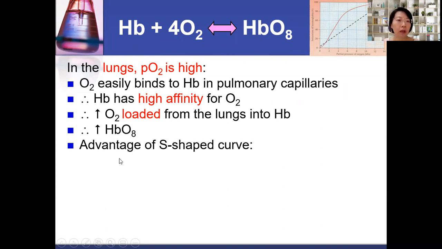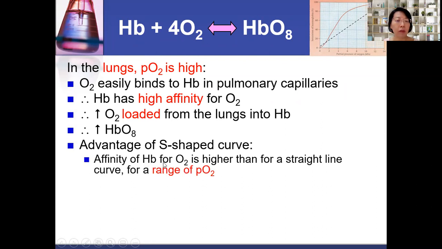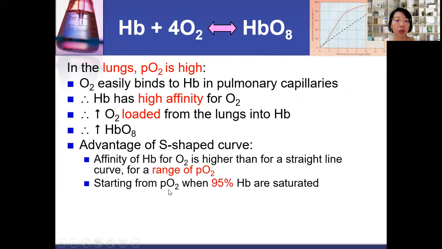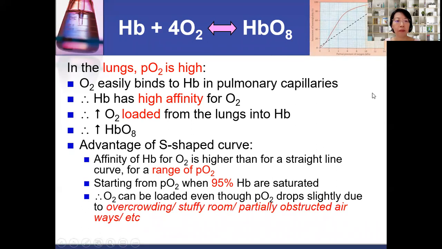So the advantage of S-shaped curve is the affinity of hemoglobin for oxygen is higher than that for straight line curve for a wide range of partial pressure oxygen in the lung. So starting from the partial pressure oxygen when it's 95% hemoglobin saturated onwards, so from 10 all the way to 14 kilopascal, oxygen can be loaded even though partial pressure oxygen drops slightly within this range due to overcrowding, stuffy room, partially obstructed airways. It will still be able to load quite a lot of oxygen.